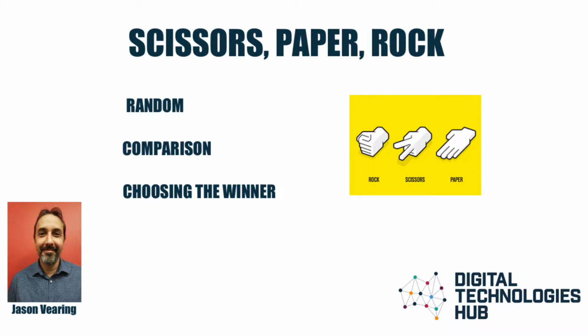So we're going to make a scissors, paper, rock game. Now I'm sure you're familiar with the rules of how this works. So there's going to be a lot of outcomes that we have to cover. So let's look at some possible scenarios.